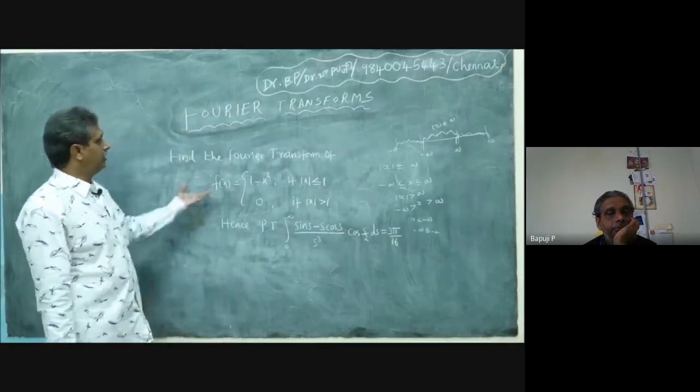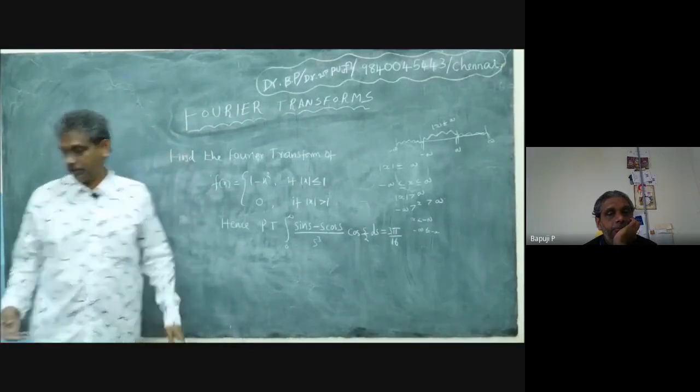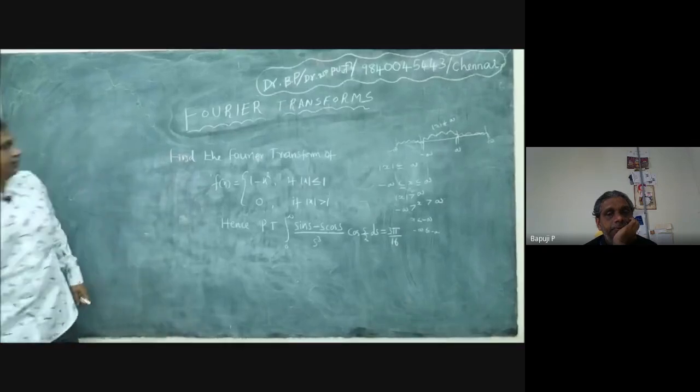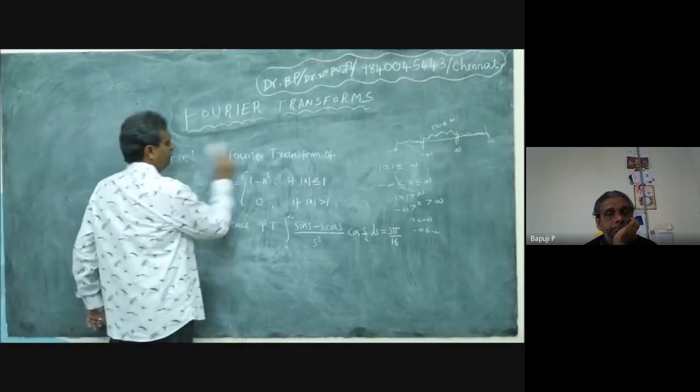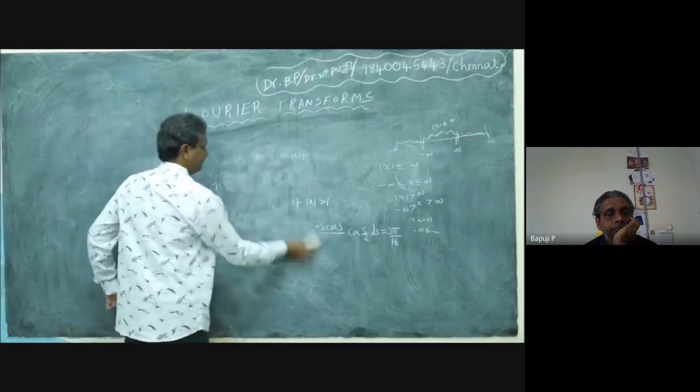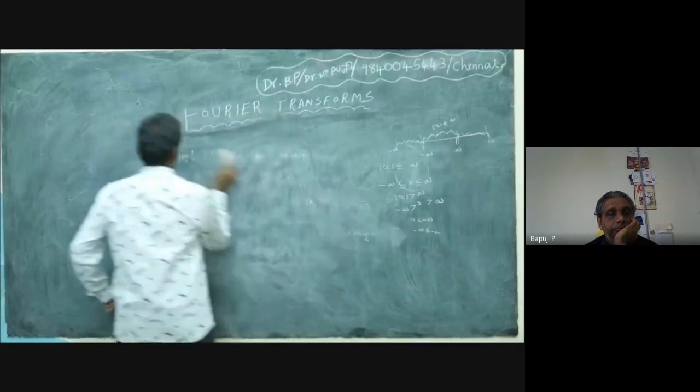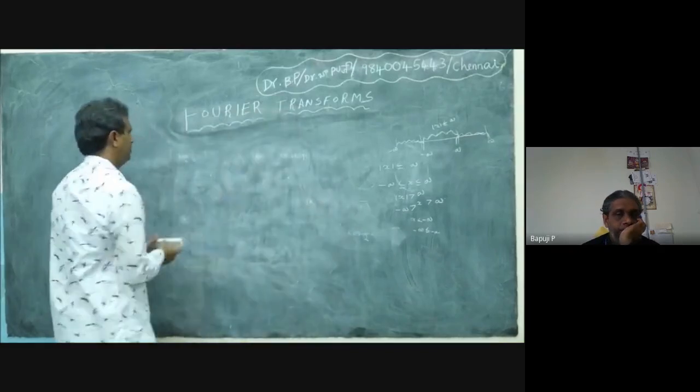Now we are finding the Fourier transform one by one. I know the formula. Right. What is my function? Fully defined. Right, formula f of x is equal to what?